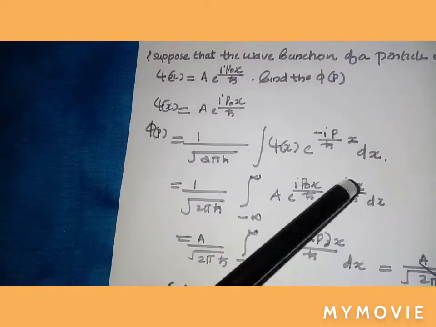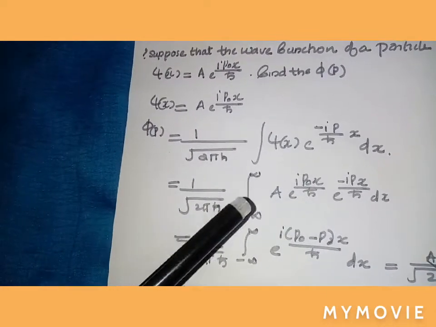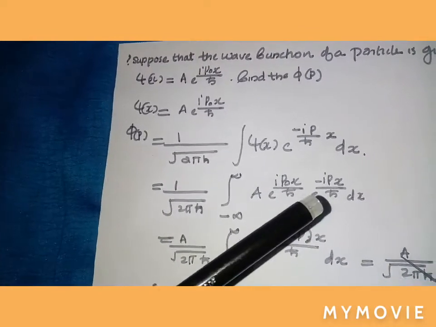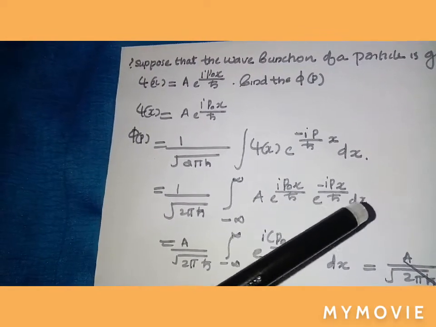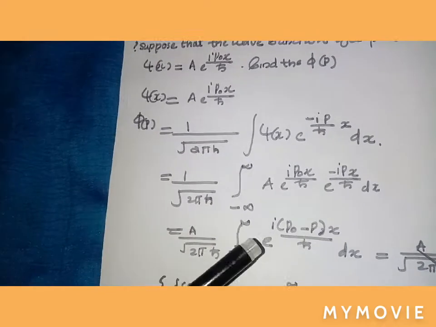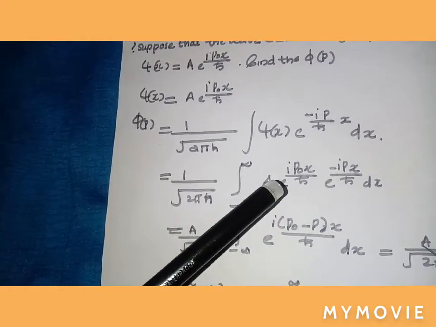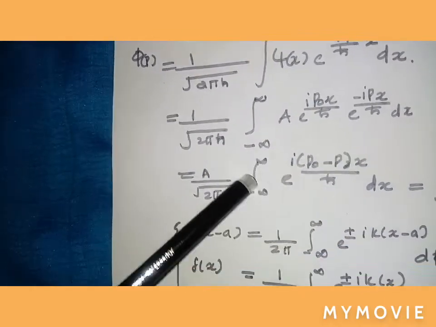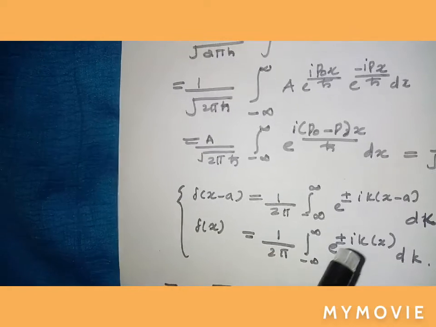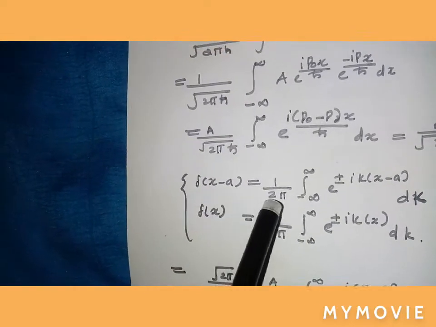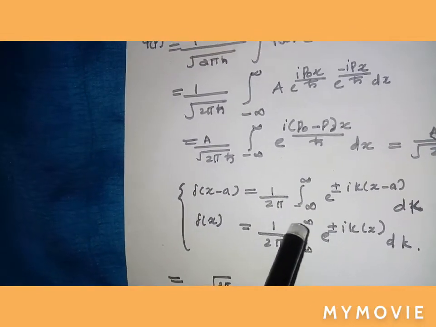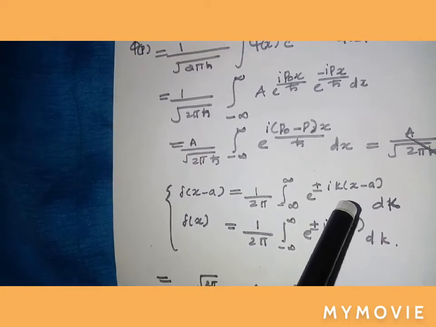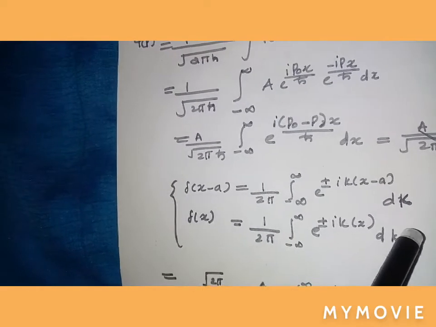So we put the equation, that is 1 by under root 2 pi h cut, integral minus infinity to plus infinity, A e raised to i p naught x divided by h cut, e raised to minus i p x by h cut dx. And we know that e raised to n into e raised to minus m is e raised to n minus m. So we get it like this, and we know the formula that delta of x minus a is equal to 1 by 2 pi integral minus infinity to plus infinity e raised to plus or minus i k (x minus a) dk.